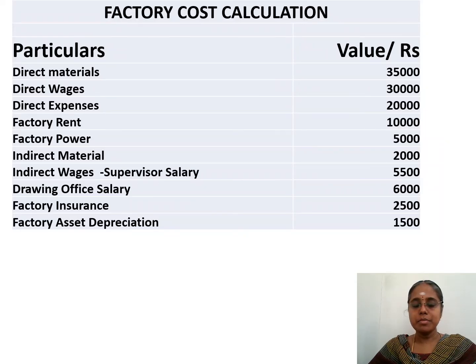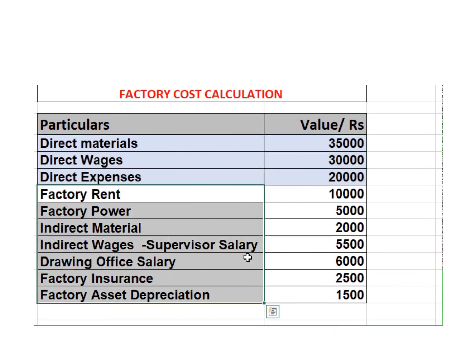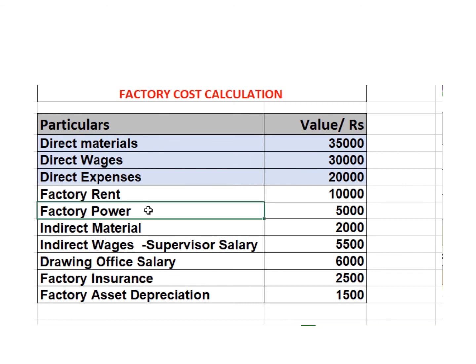We'll see the next problem for factory cost calculation in the cost sheet. We have a number of particulars that are given, and now we have to find the factory cost. I'm showing the problem in the Excel sheet. We have the factory cost calculation. We have various particulars. We have direct material, direct wages, and direct expenses. So it is easy to calculate the prime cost from this. Then we have certain particulars. We have to identify what are these things. So it is factory rent. We know it is an indirect expense, factory power, indirect expense.